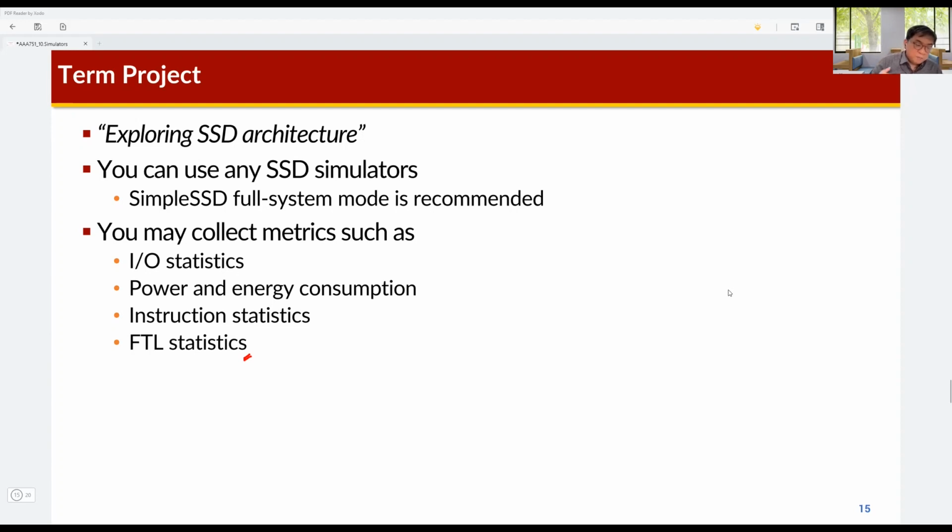Actually, for this term project, you can use any SSD architectural simulator, but I recommend using SimpleSSD full system mode. With SimpleSSD full system mode, you can configure the entire system, so the host system, and also you can configure the SSD with some parameters.